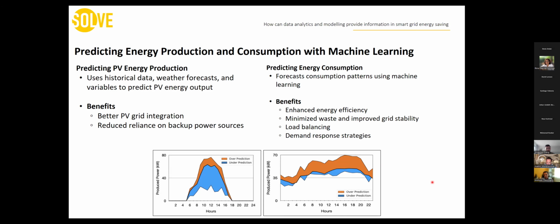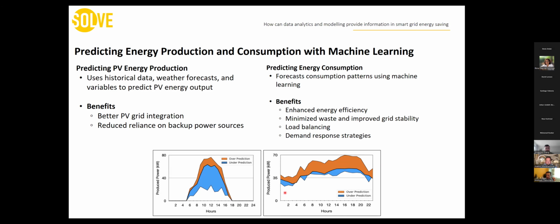As regards the energy consumption, one can say that the benefit is that we can enhance the energy efficiency because we minimize the waste. We can involve demand response strategies behind the meters. So the end users themselves can adapt their needs according to the availability of power production. And this gives an opportunity to further improve the grid stability.